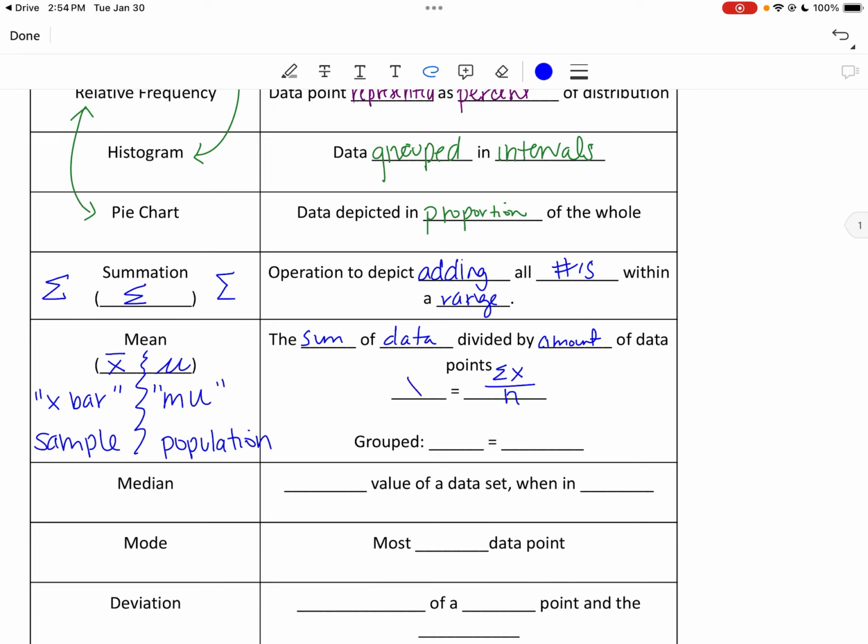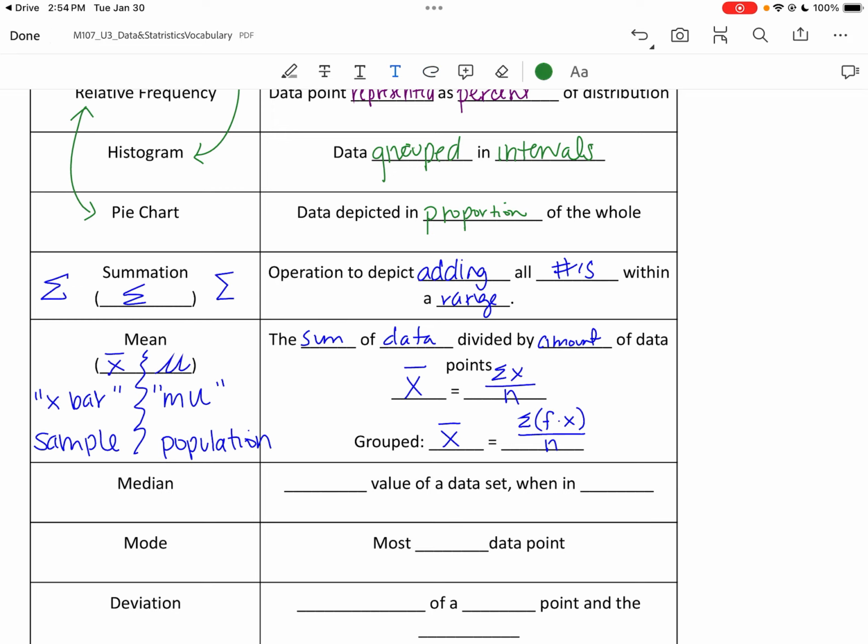So I could say that X bar would equal the sum of X all over N. Grouped data, however, when we look at the grouped data, because we're talking about the frequency of certain numbers, which we'll dive into, it's the sum of F times X all over N. Okay.